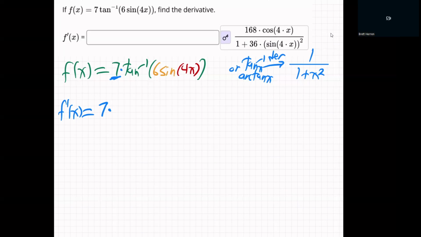Now, notice the layout. We have a function, and then inside of that we have a function, and then inside of that we have a function. It's triple nested functions. Now, that requires the chain rule, right? So it's right here. Functions inside of functions must use the chain rule. Okay, so how do we do it?